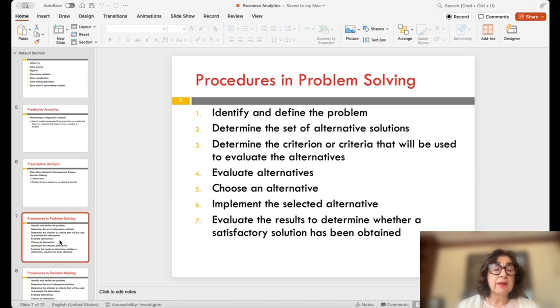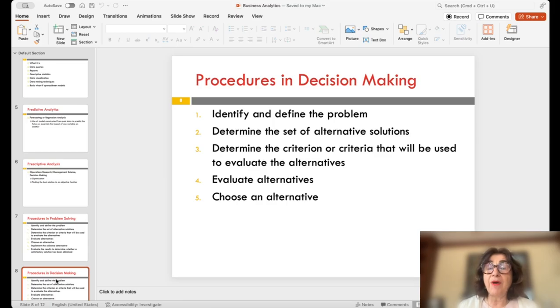And then the first 5 are the steps in decision making, from identifying and defining the problem to choosing an alternative to solve the problem. That is the decision making process. And then of course comes the implementation, as we said, and then you have to go back and evaluate if that was the right decision that you made.